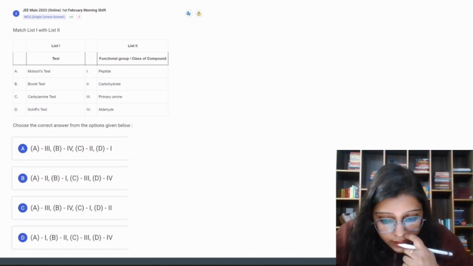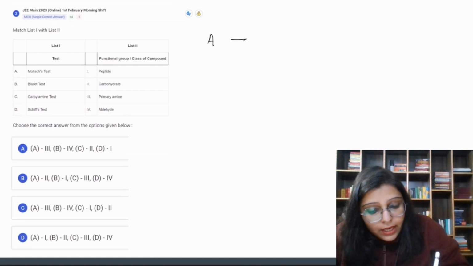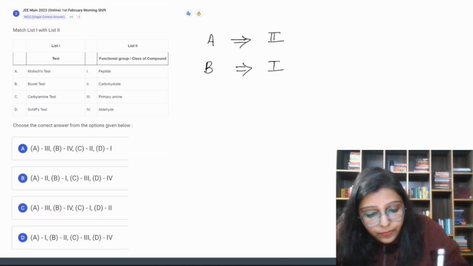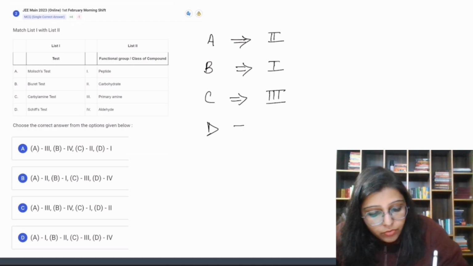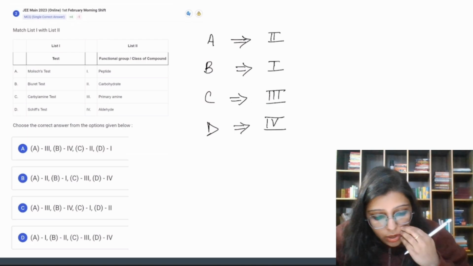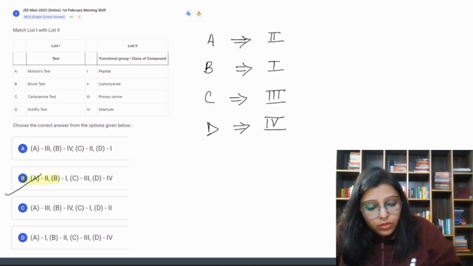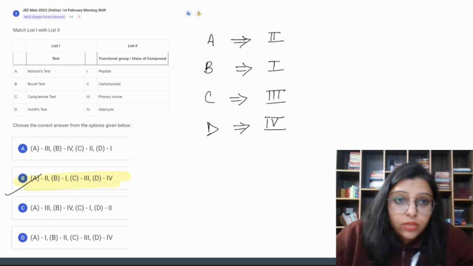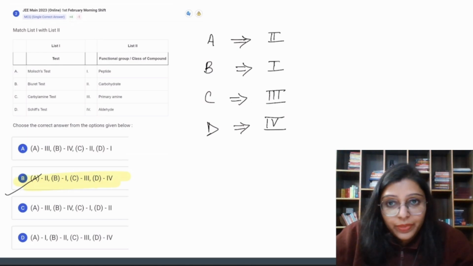So that is based on the tests. First, Molisch test, that is for carbohydrate. Second, biuret test, that is for peptide. Third, carbylamine test, that is for primary amine. And fourth, Schiff's test, that is for aldehyde. So just match this. Option A can be matched with second, then B first, C third, and D fourth. Okay, so this is the concept of POC. You should know which test is for which functional group, right?